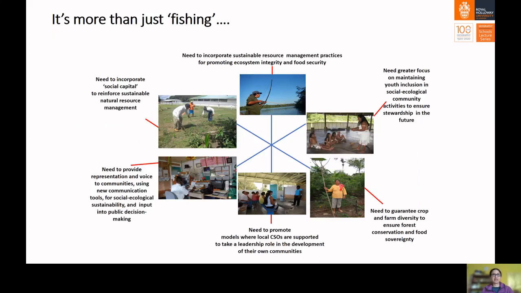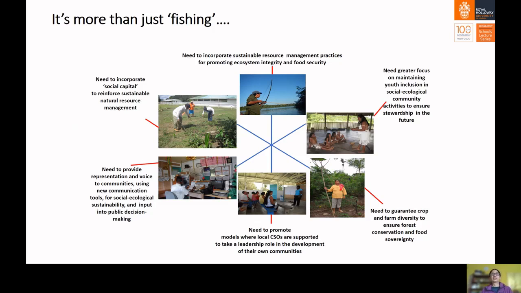Thinking about the different community-owned solutions that I mentioned before, we can think of them just at the local scale, but actually they have wider implications. In this diagram, I've added to those local practices and asked, what's the bigger picture here? If you think about sustainable fishing, if you incorporate sustainable resource management practices, such as the sustainable fishing methods that I talked about, that can promote ecosystem integrity and also food security. So maintaining those techniques is important for the local scale, but also at a larger scale.